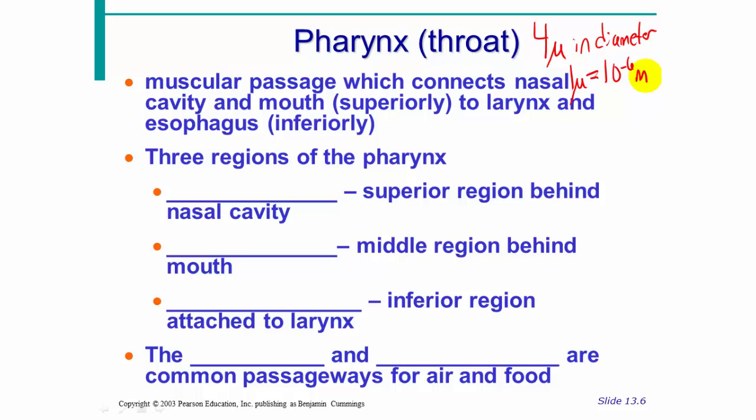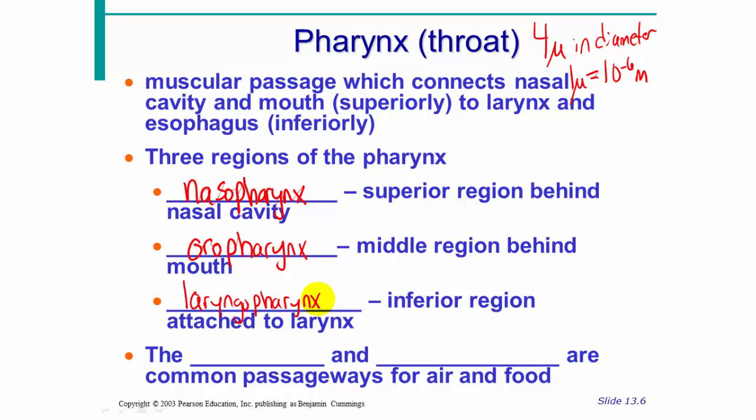It's very small. So again, the pharynx is a muscular passageway which is going to connect the nasal cavity and the oral cavity to the larynx and the esophagus. There's 3 regions of the pharynx which we've already pointed out. There's the nasopharynx, which is posterior to the nasal cavity. There's the oropharynx, which is posterior to the oral cavity. And then there's the laryngopharynx, which is posterior to the larynx.